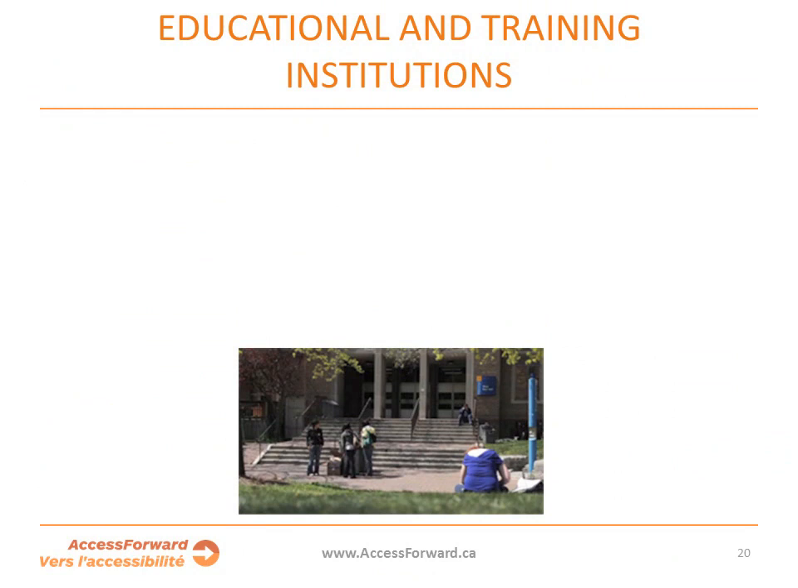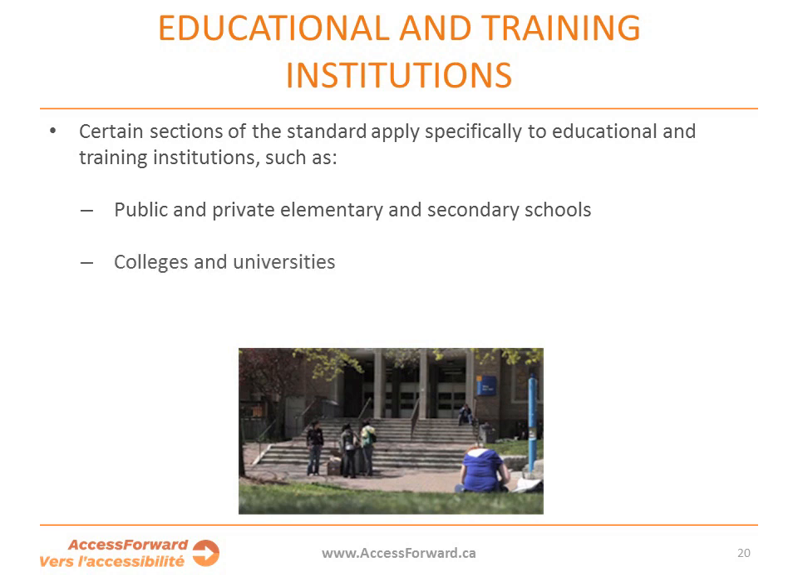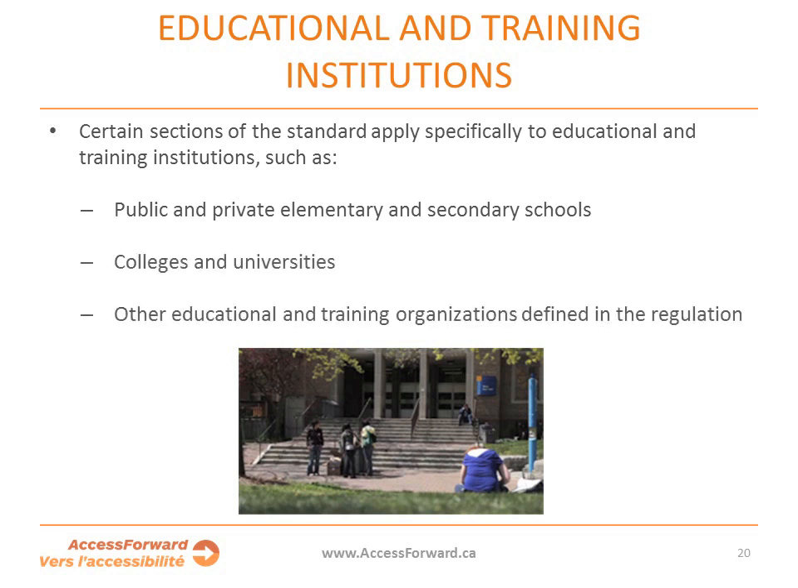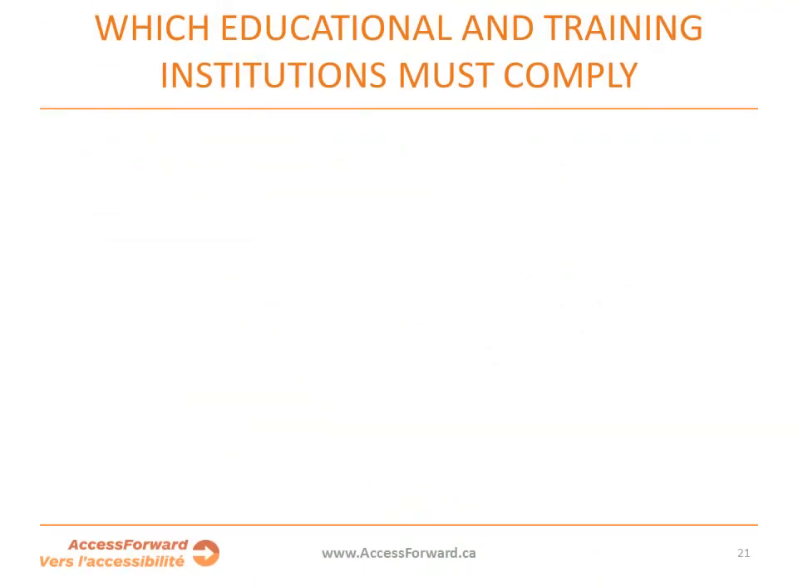Educational and training institutions. Certain sections of the standard apply specifically to educational and training institutions, such as public and private elementary and secondary schools, colleges and universities, other educational and training organizations defined in the regulation. Which educational and training institutions must comply?